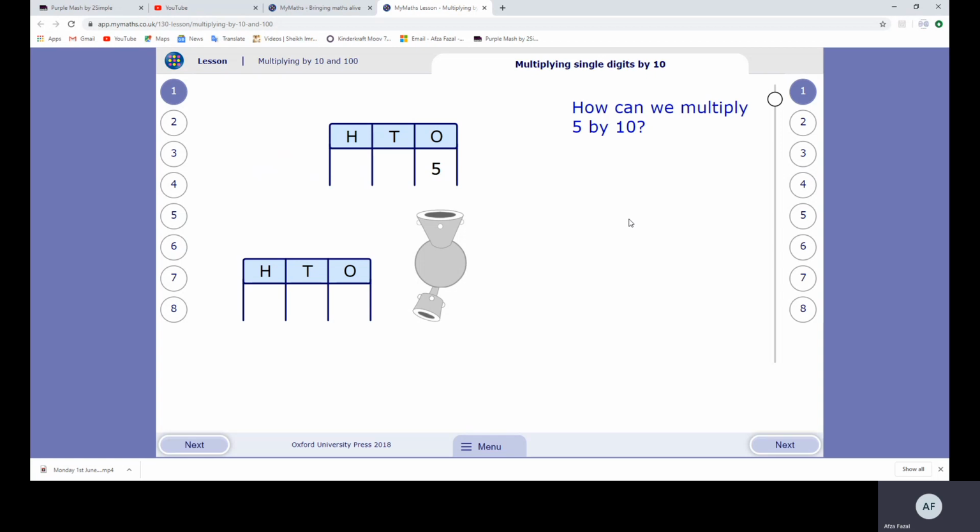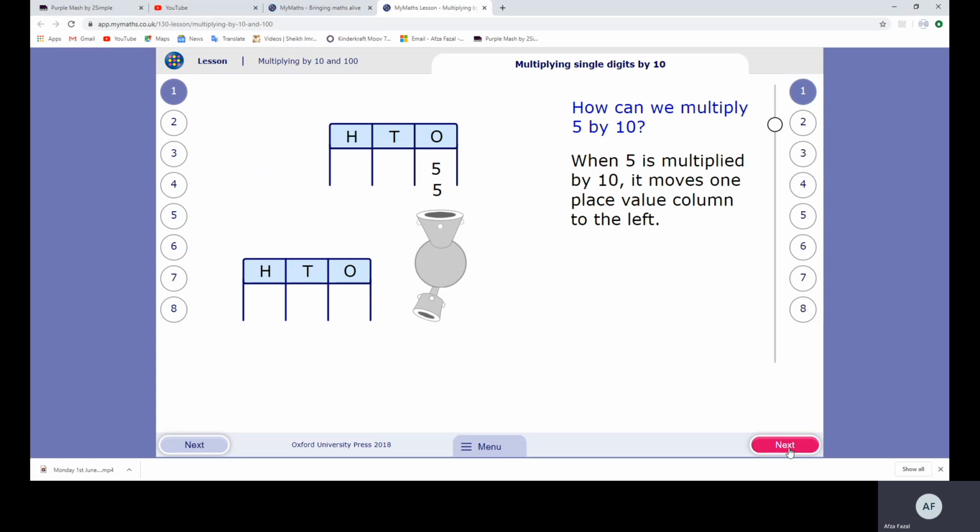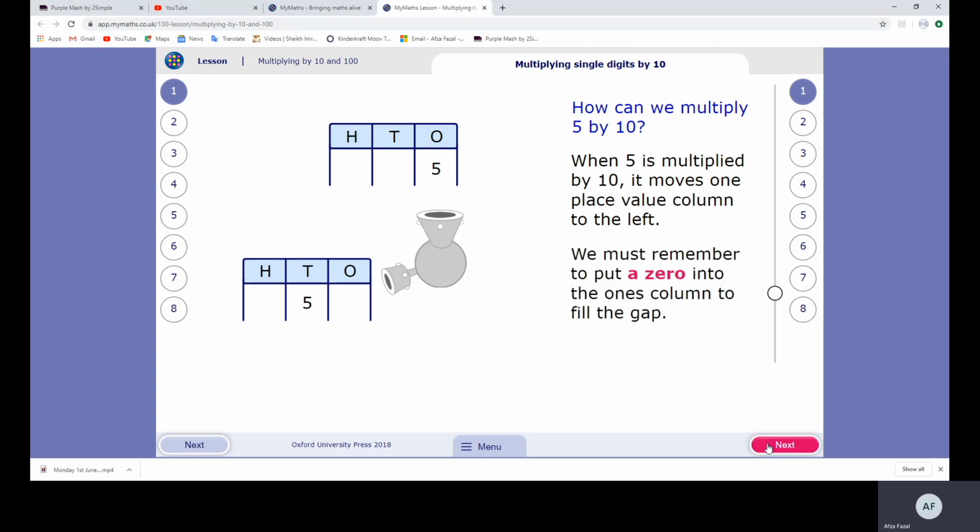So a way to do it is we can count up in our 5s, or we can count up in our 10s. That gets us to 50. But let's have a look. The 5 has moved from the 1s column to the 10s column, so it's moved by one place value column. We must remember to put a 0 into the 1s column to fill the gap, so it's a place value holder. We are not adding a 0, it's a place value holder.